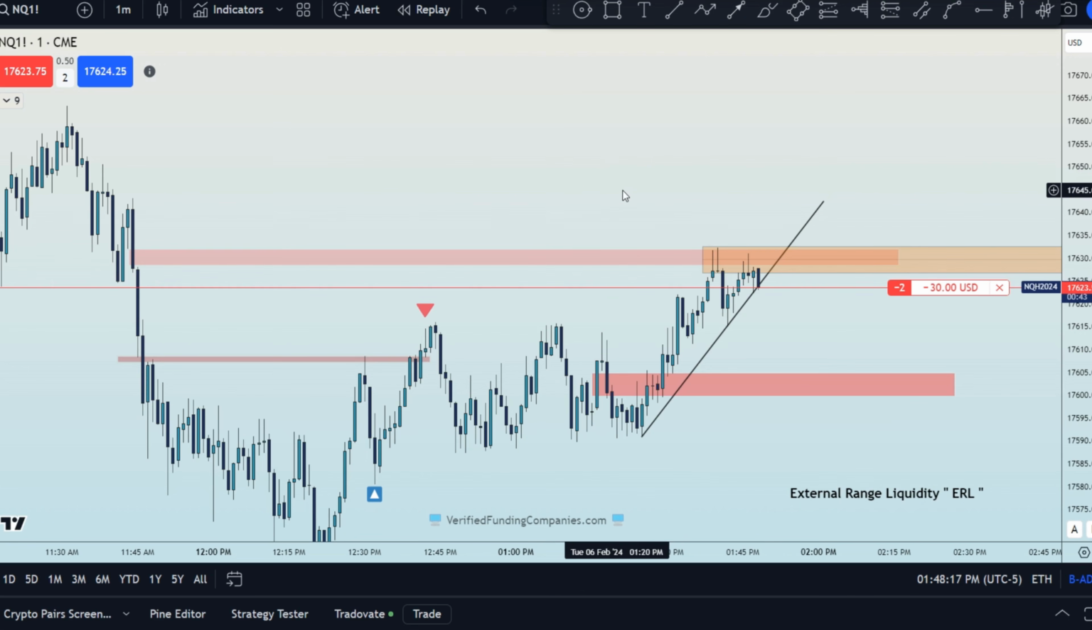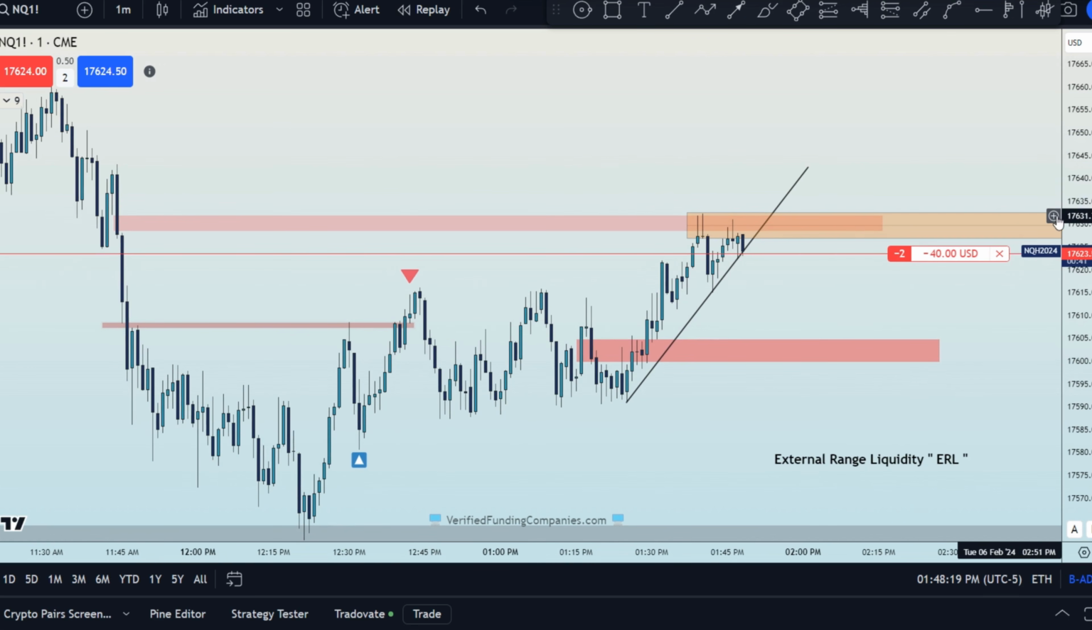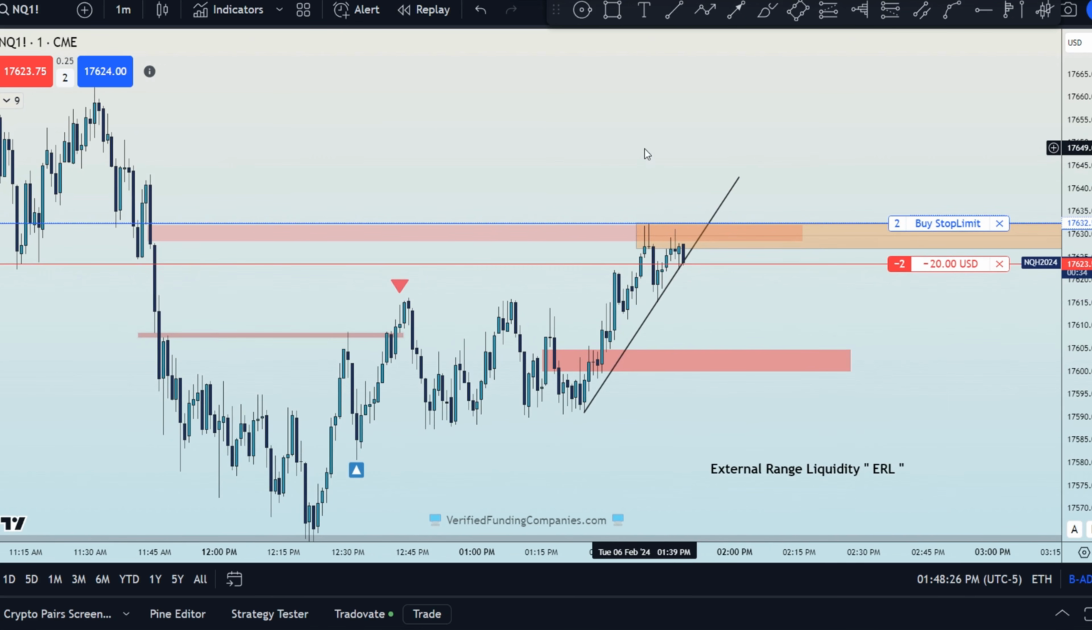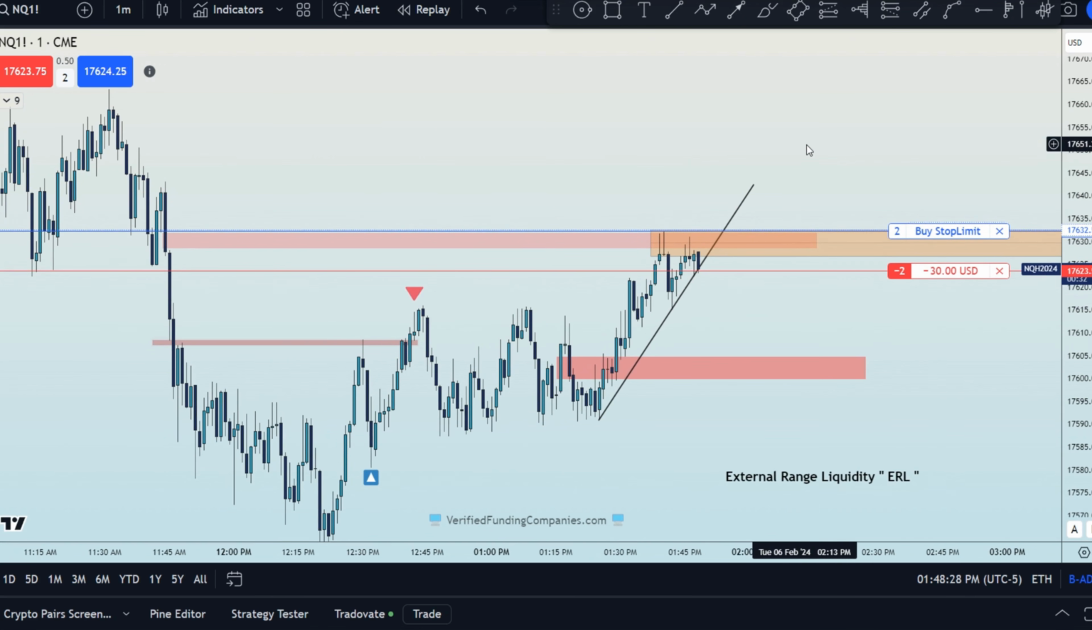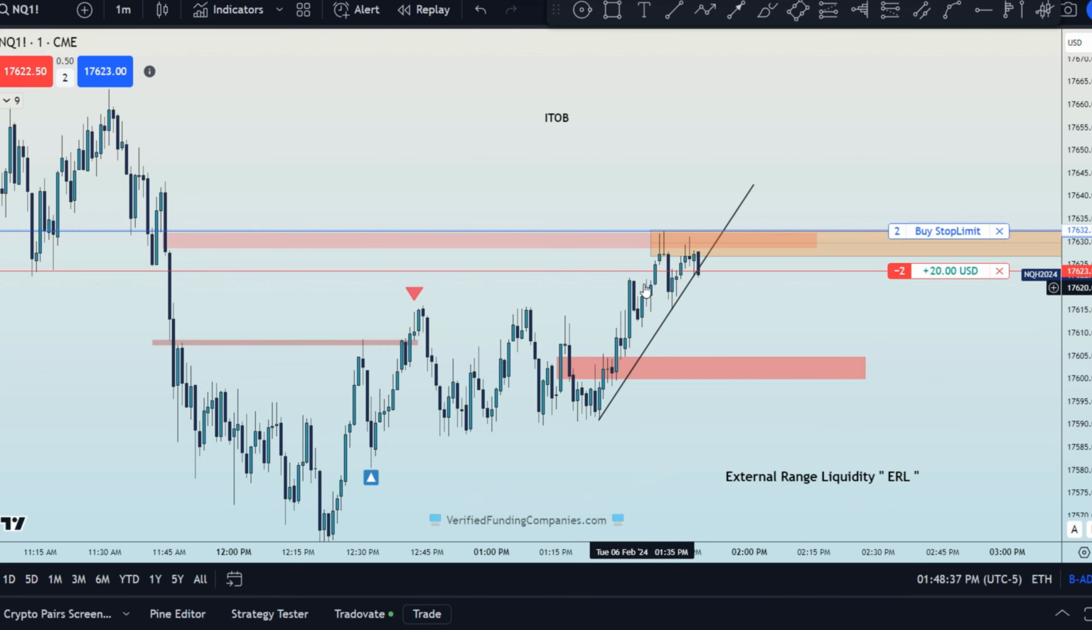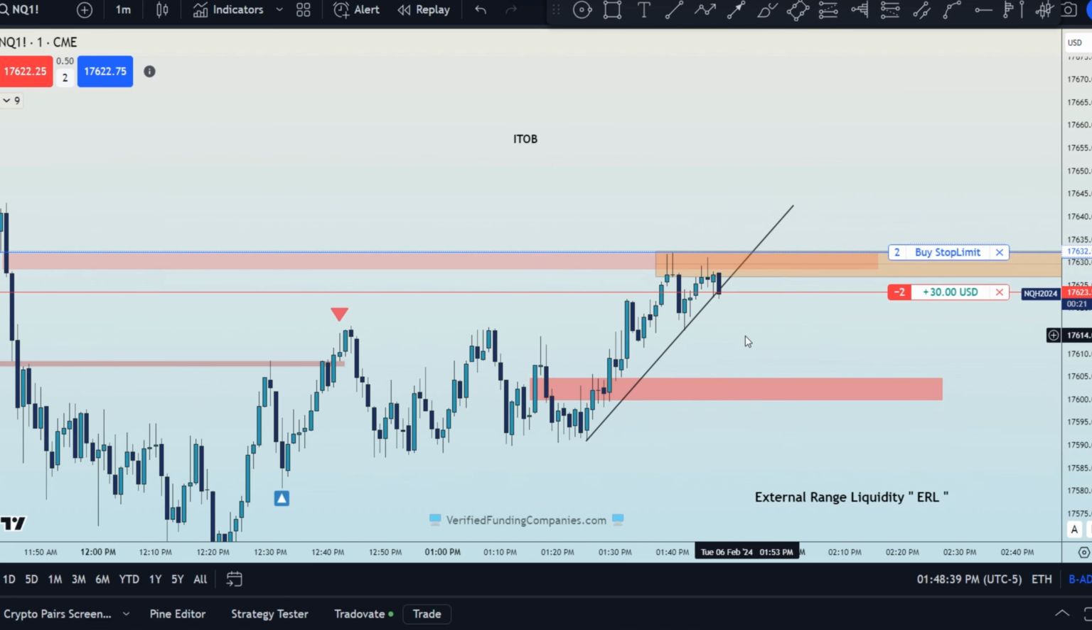All right, next up is intermediate term order blocks. This is something that I also came up with about a year ago and started sharing publicly about 6 months ago, somewhere around there, I'd say. I call it the ITOB, and there's one that price just rejected off of right now.